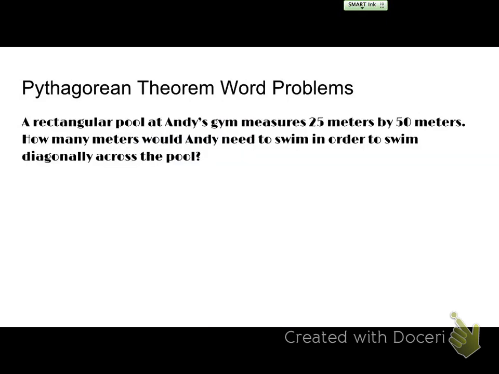Okay, a rectangular pool at Andy's gym measures 25 meters by 50 meters. How many meters would Andy need to swim in order to swim diagonally across the pool? So what information up there is important for me to know? Sam? 25 meters and 50 meters. What else do I need to know? That it's rectangular, so that tells me what shape it is. And what am I looking for? How many meters Andy would need to swim diagonally across the pool. Can anybody guess which leg that's going to be? C, yeah, because when you draw the triangle, C is always the diagonal.